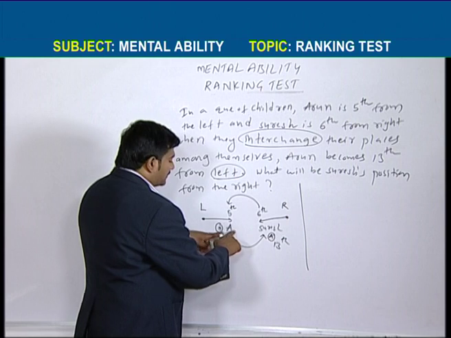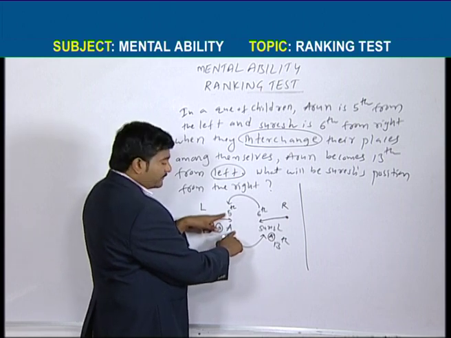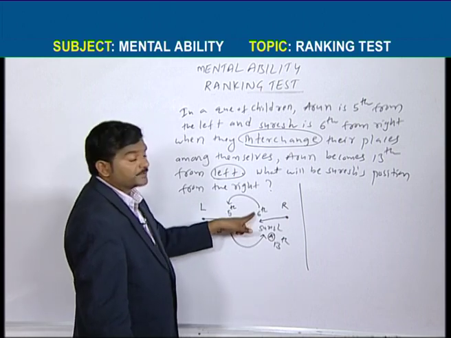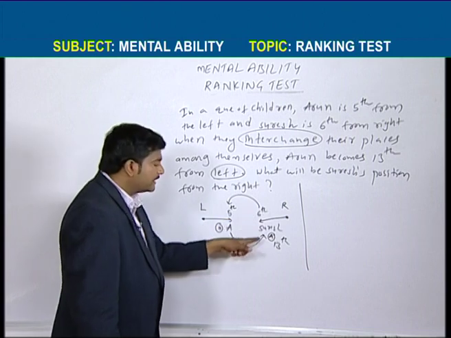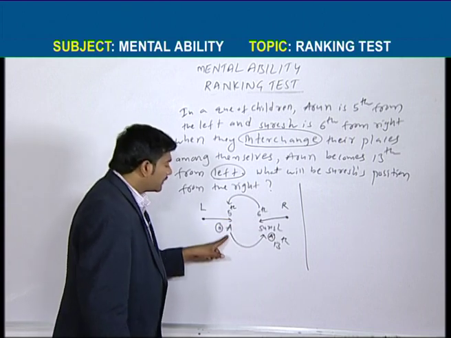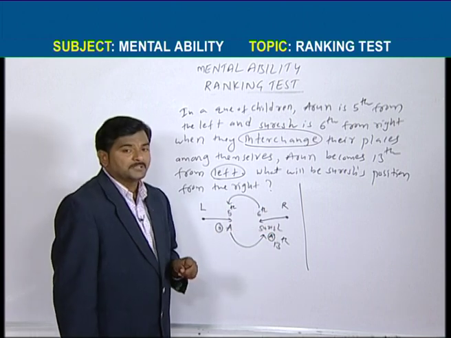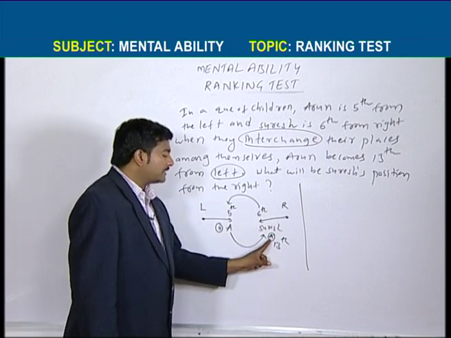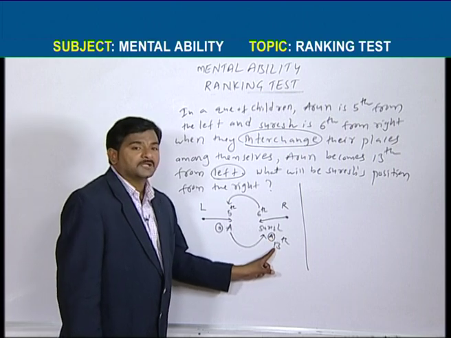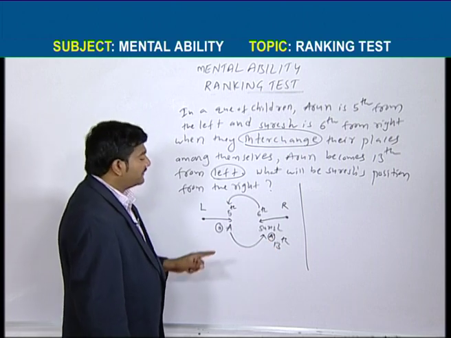Yes. Earlier, Arun is in which position? 5th position. Suresh is in which position? 6th position. What happened? They interchanged their places. Arun went to Suresh's position. Suresh went to Arun's position. After this interchange, what happened? Arun occupies which position? 13th position. From where? From left.